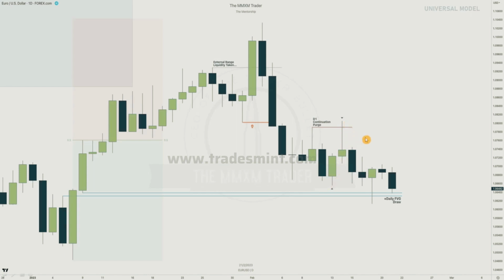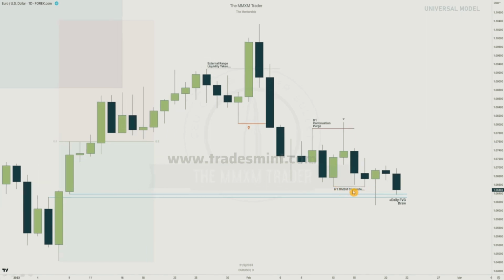So right now we're on our intermediate term perspective, right? And we have that in line with our long-term perspective. Once you trade below here, we have that 1 hour market maker sell model completed, and let's look at how that looks on the 1 hour time frame.